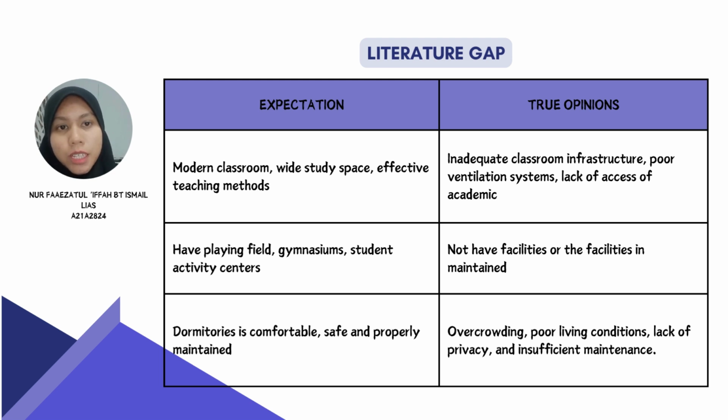For the independent variable lack of recreational facilities, the student expectation is to have a playing field, gymnasium, student activities and student activity centers, but the true opinion is that there are no facilities or the facilities are in maintenance. Lastly, for the independent variable living facilities, their expectation is that dormitories are comfortable, safe and properly maintained, but the true opinion is overcrowding, poor living condition, lack of privacy and insufficient maintenance.